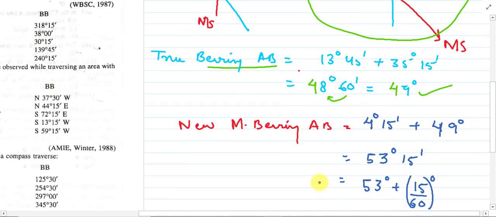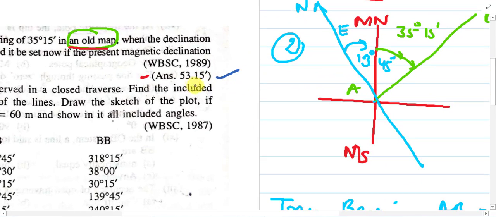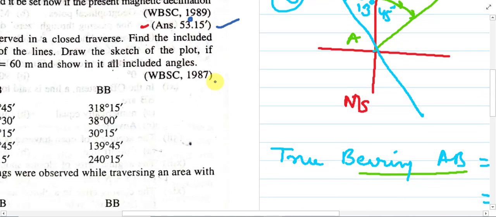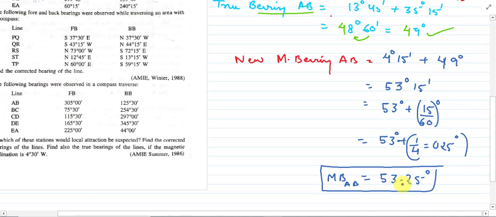Now we check this with our given answer. So here the answer is in this form. This dot will be removed. This will be 53 degree 15 minute, and if we convert this whole value into degree form, this is the degree form. I hope you understand this numerical. If you have any doubt, then refer again to the video.